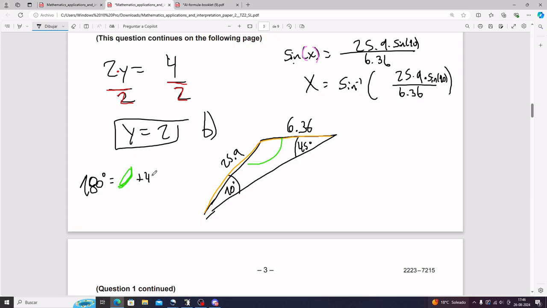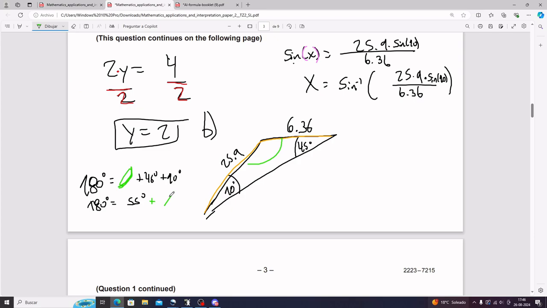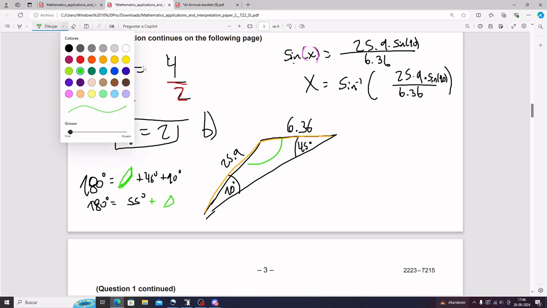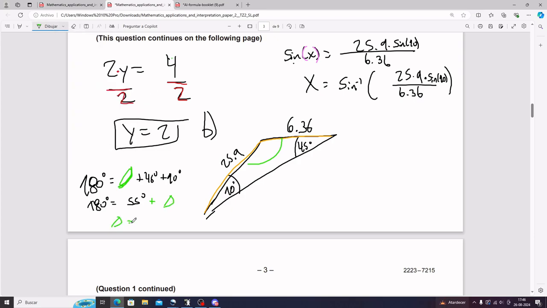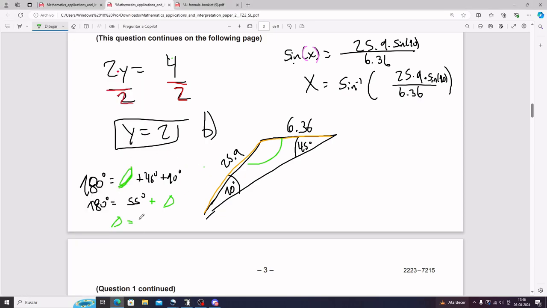The missing one in green plus 45 degrees plus 10 degrees. And so 180 degrees has to equal what we have in green plus 55 degrees. Okay, so in this context, you're going to end up with the angle in green being 180 minus 55, 125. So this angle in green is 125.